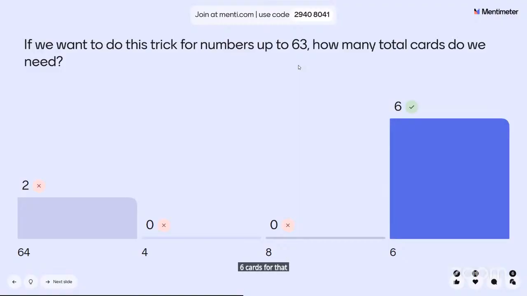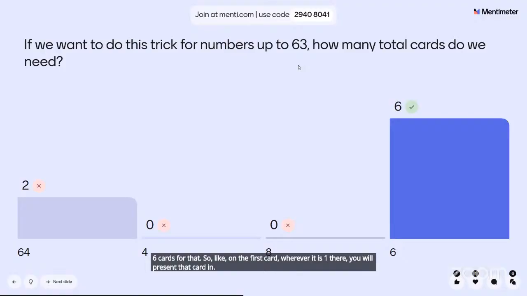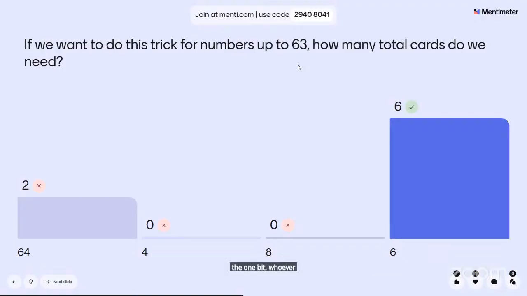Like on the first card, wherever there is a 1 in the last bit, you will present that number on that card. Whoever has a 1 in the second last bit, you will present on the second card. And if the third last bit is 1, you will present it on the third card, and that's how you will present your cards. So to make a map of numbers to these cards, you will need at least 6 bits.